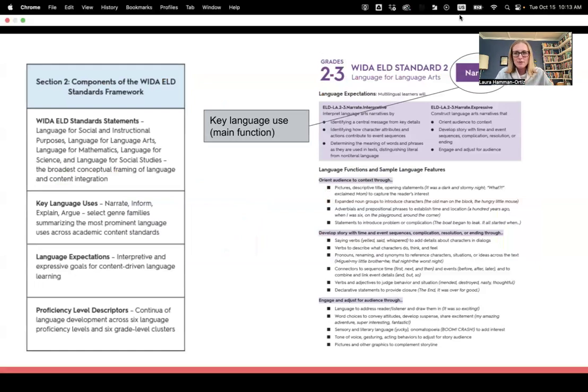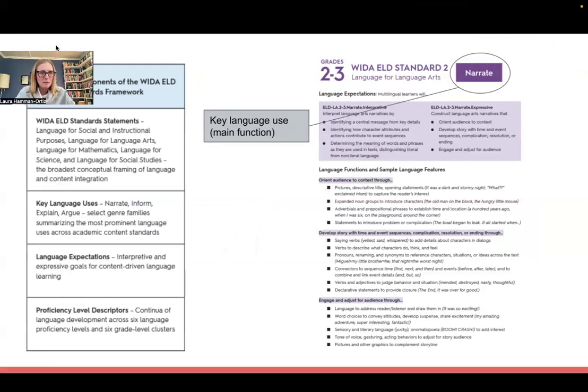Okay. So now we move to the standards themselves. So this is what they look like. You can see the grade level band, grades 2 and 3. You can see that this is language for language arts. And then you see the key language function there, or the key language use in the corner. So this is focusing on narrating.